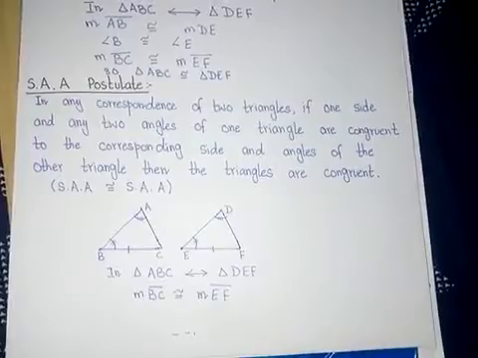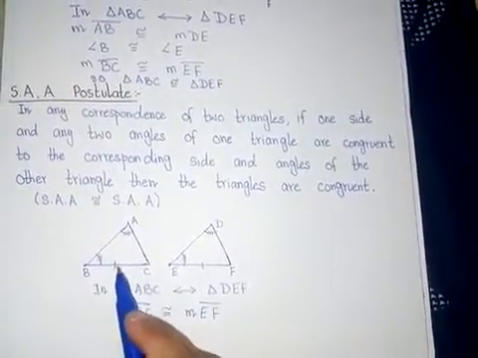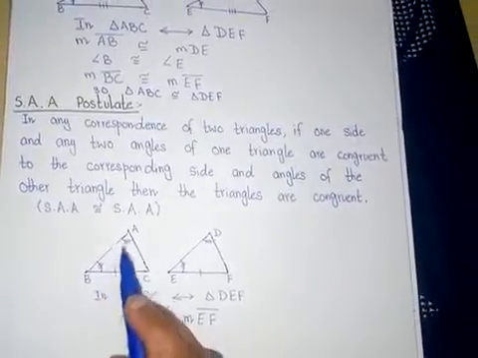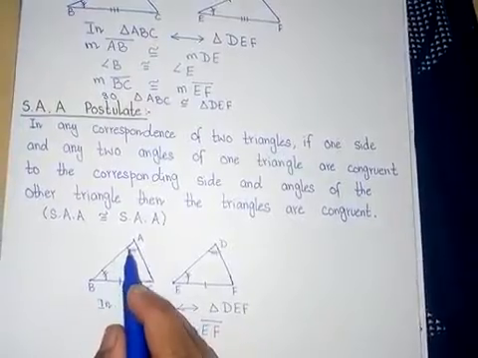Now what we have to take? We have to take two angles. So we have to take two angles opposite to this side. One angle, this one is opposite and this one is opposite.